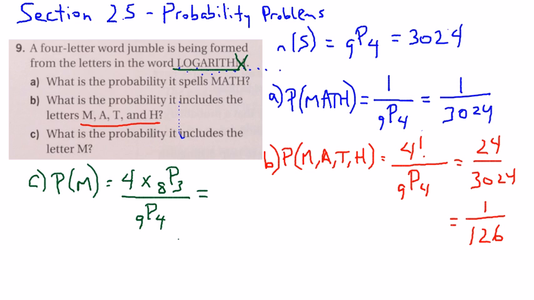So 4 times 8p3 comes out to 1,344. You can check my math. And 9p4 is still 3,024. So what does that reduce to? So that reduces to 4 over 9.